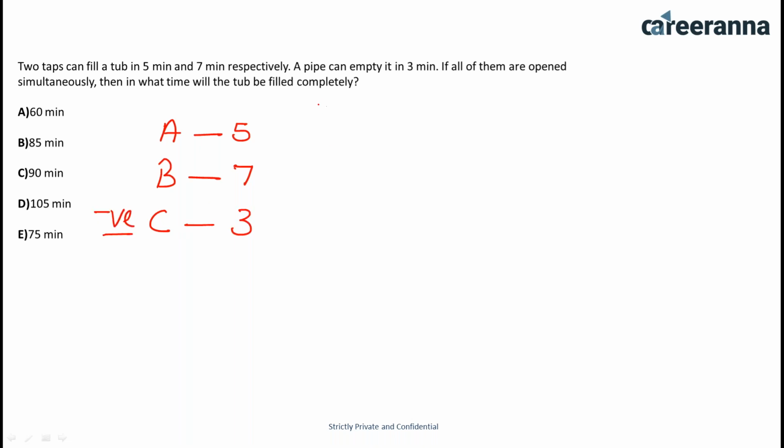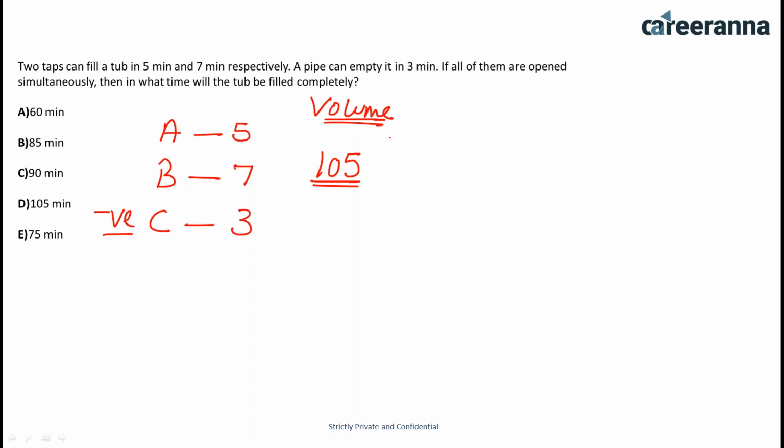Now you have to assume what the total work can be. We are using the same approach of time and work, or you can say in pipes and cisterns, the total volume of that tub. So if we take the LCM of 5, 7 and 3, we end up with 35 into 3, that is going to be 105. So this is the total volume of the tub which you have to use.